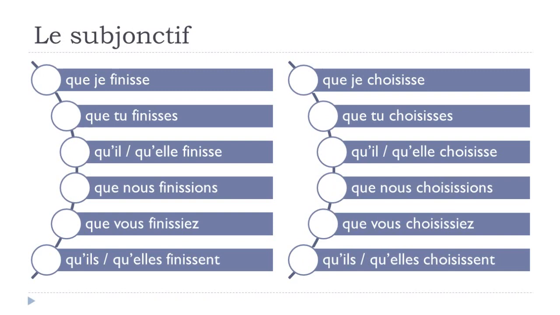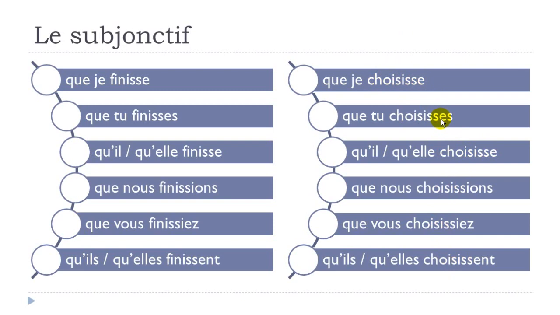All right? So the good thing is that for the second group of verbs, basically, you don't have any major difference between the je, tu, il, elle, nous, vous, and ils, elles. You've got the same first part, okay? You just need to put the endings after.